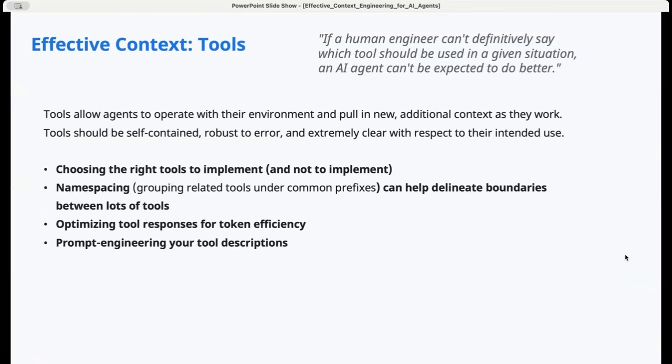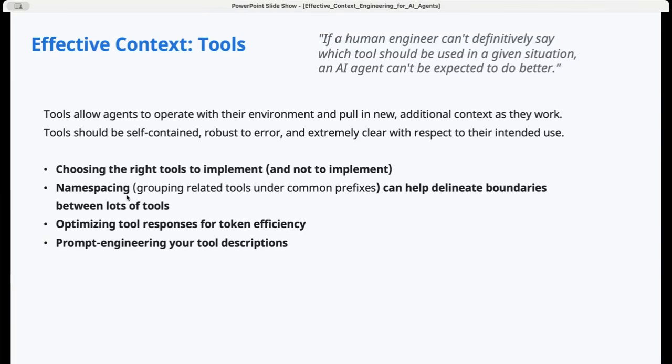Yeah. So this is a summary about how we can design the tools so that the AI agent can manage and use these tools more effectively, right? Choose the right tools to implement and not to implement. If the tool is going to return a whole world of tokens to the LLM, better not use that tool, or else your LLM's working memory, the context window, is going to be depleted pretty soon.